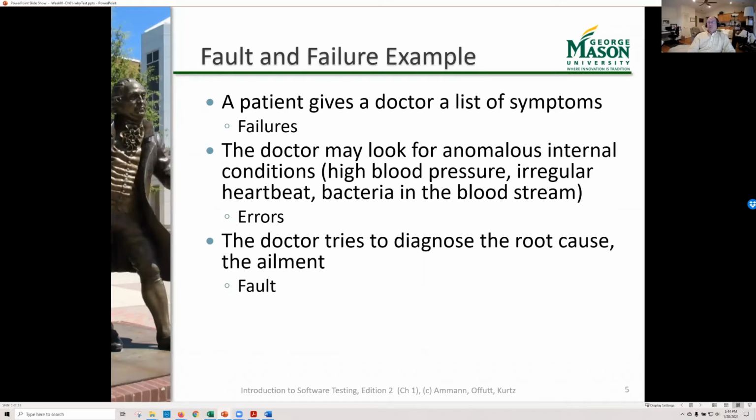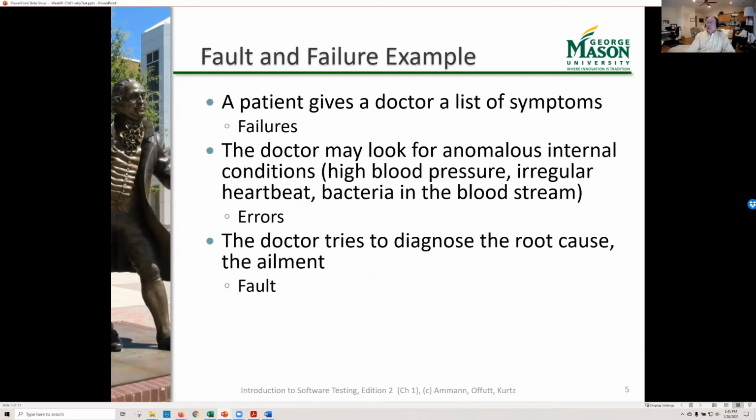The doctor is going to do a bunch of tests. He's going to test my blood pressure, he's going to do blood work, whatever. And he's looking for errors. He's looking for some incorrect internal state within me. And if we can find enough errors and figure out what they mean, we may be able to determine the fault. Oh, well, the fault is that I have the flu, or the fault is that my pancreas isn't producing the right amount of whatever it is that a pancreas produces, because I'm a software engineer, not a medical guy. I'm not sure that I know.